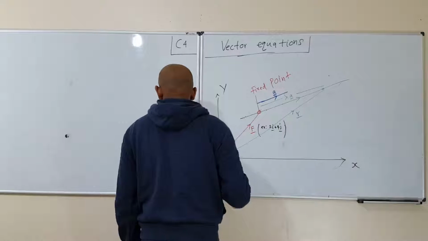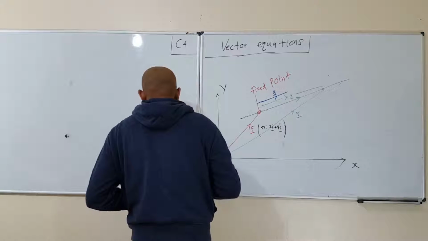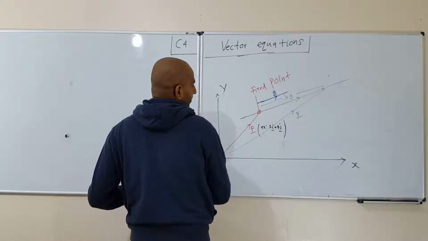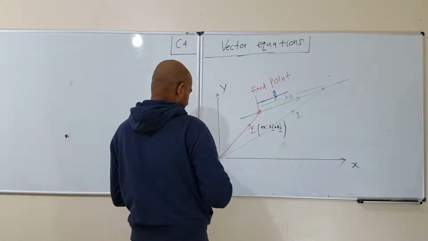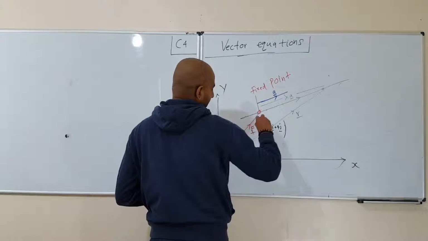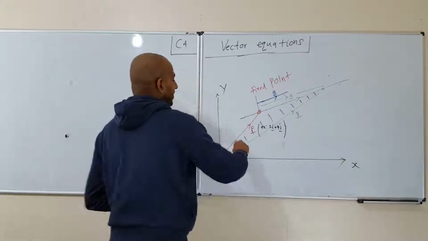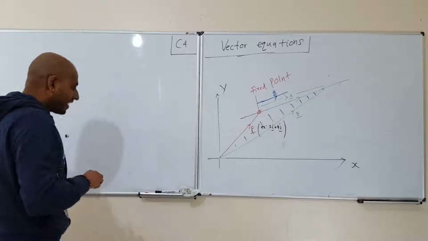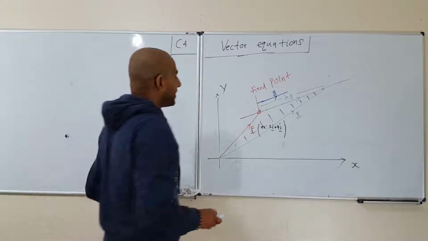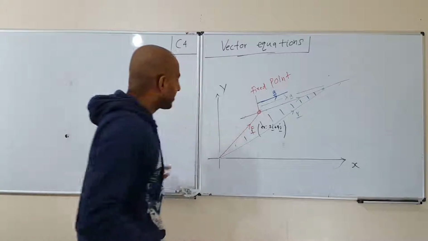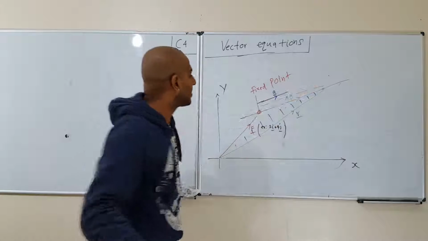Now can you see, what we have created is actually nothing but a triangle. There's a triangle we have created here. Can you see a triangle here? If you've got a triangle, now we can write the triangle equation. That plus that equals R. Simple as that. There you go.